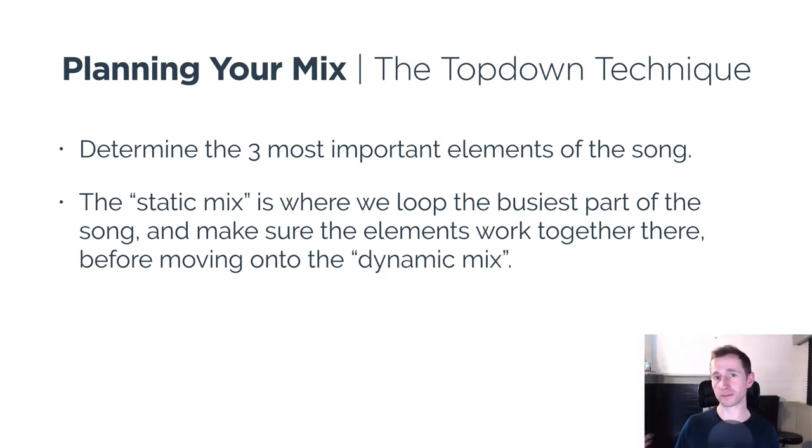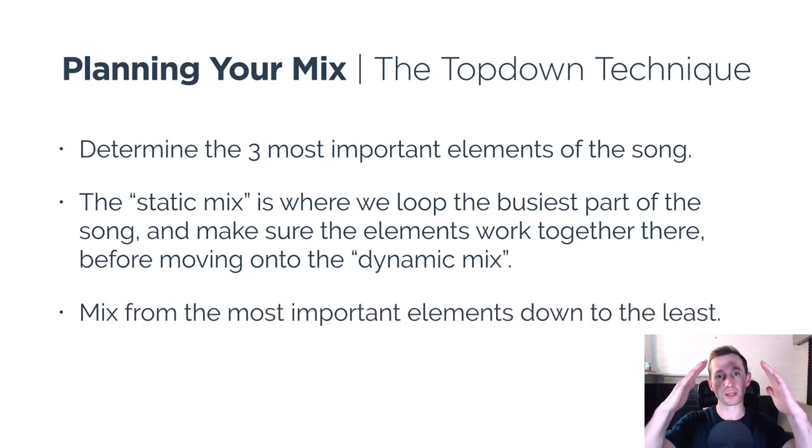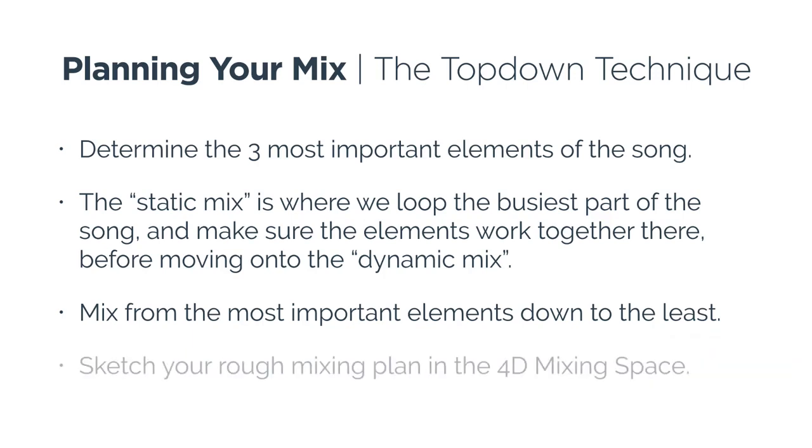So what order should we mix our tracks in? Well, now we've determined the three most important elements. Basically, we mix our song in a kind of pyramid, starting with the most important element, going all the way down towards the end where we've got miscellaneous sound effects, and they all bolster those three most important elements. Hence the name, the top-down mixing technique. And we can help ourselves by actually planning out our mix in the 4D mixing space diagram.